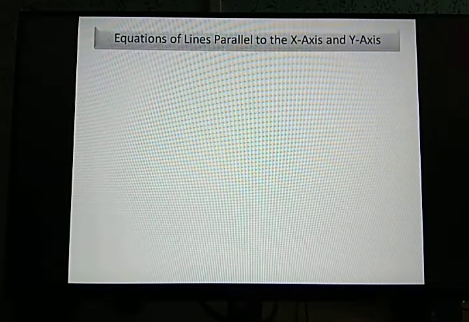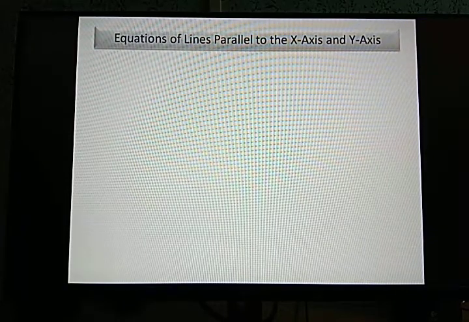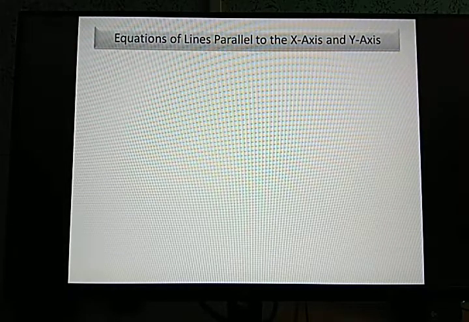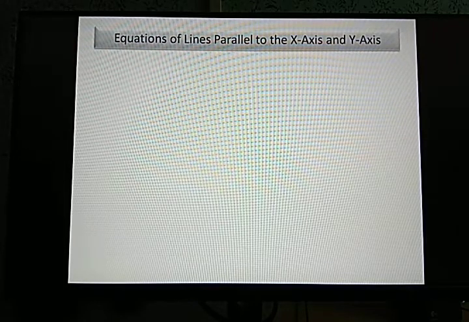Hello everyone. Today we are going to discuss the last topic of this chapter of linear equations in two variables, and today's topic is called equations of lines parallel to the x-axis and y-axis. So today we are going to discuss in this video those equations whose geometrical representations are lines which are parallel to either the x-axis or the y-axis. So those equations we are going to discuss in this video.